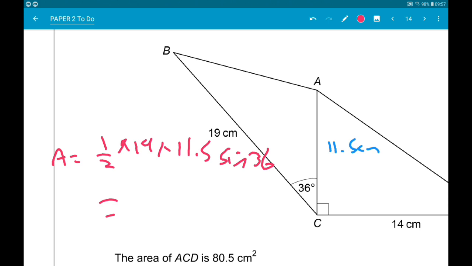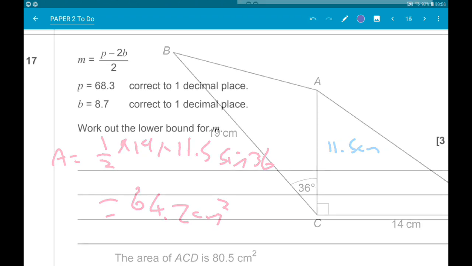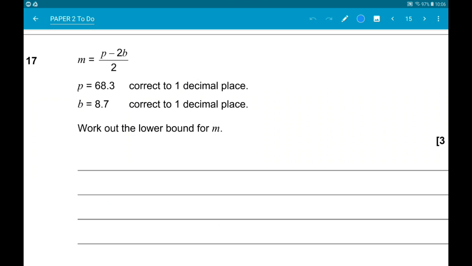Now to 3 sig figs, that gives us 64.2 centimeters squared. Okay, number 17, m is equal to b minus 2b all over 2. P is 68.3, correct to 1 decimal place. B is 8.7, correct to 1 decimal place. Work out the lower bound for m.